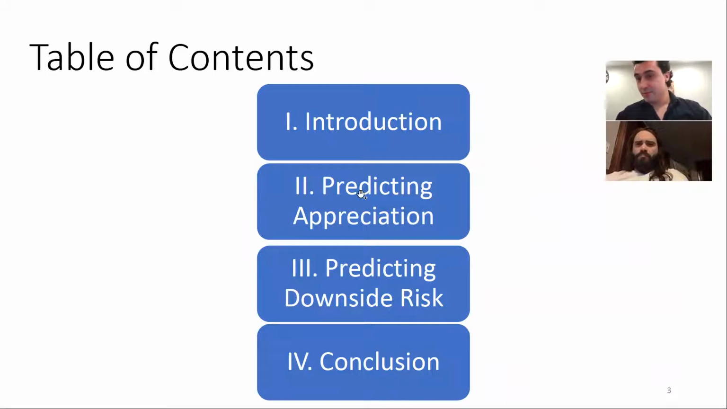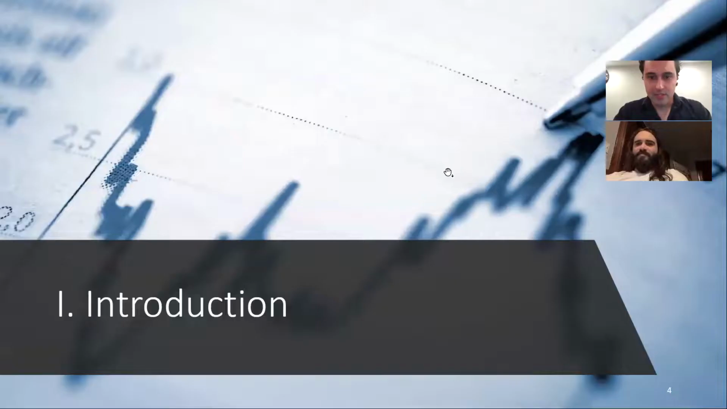And yeah, so today it's not a very long topic. We're just going to talk about two main things: predicting appreciation and predicting downside risk. I think market selection is not a complicated thing. I think it boils down to those two things. So let's take a look.